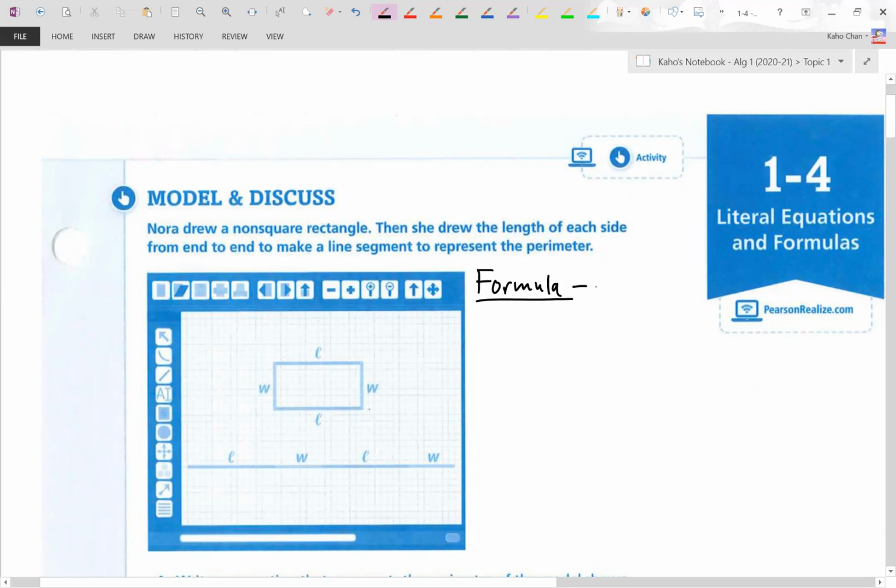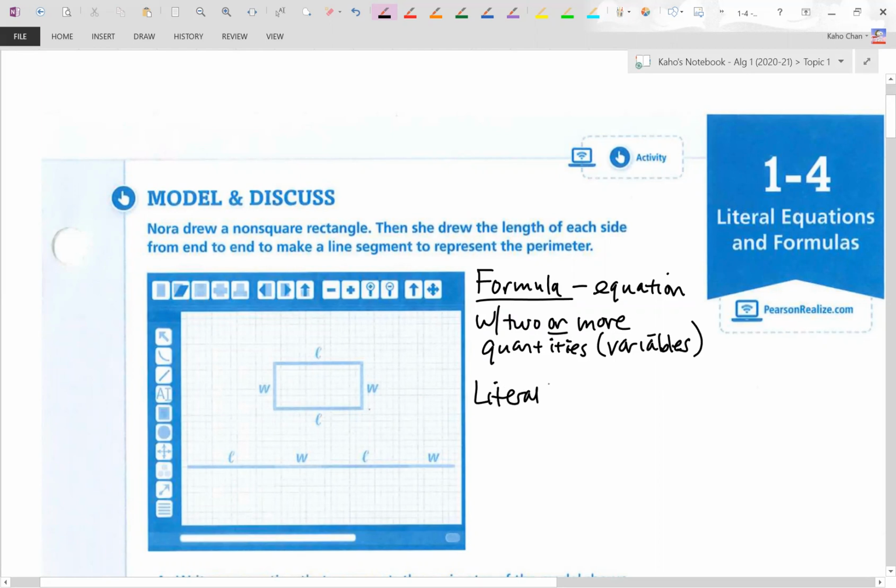A formula is an equation with two or more quantities. In algebra, we call them variables. A literal equation has multiple variables in them. Here's an example of that.